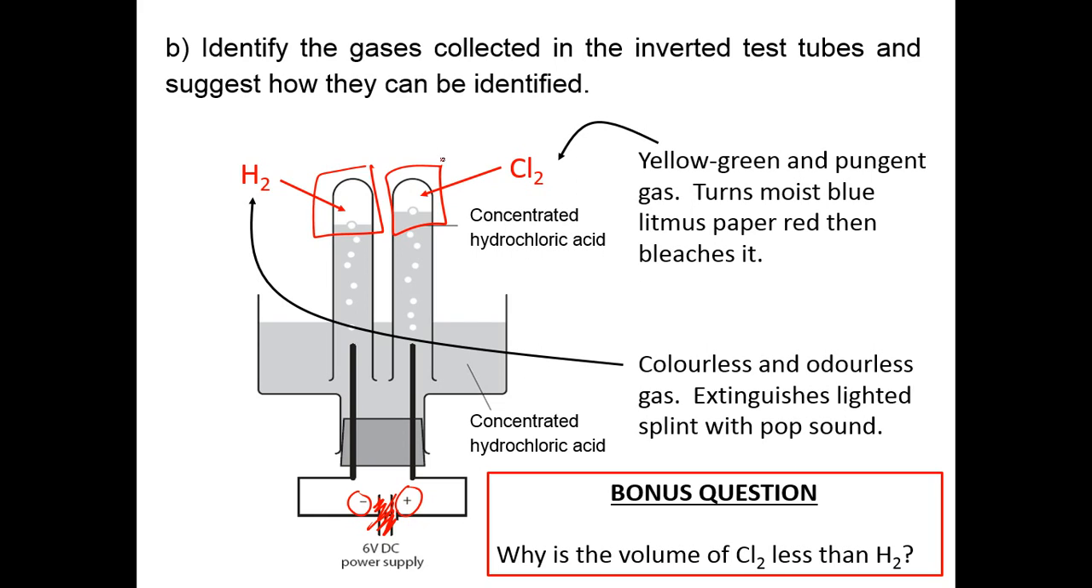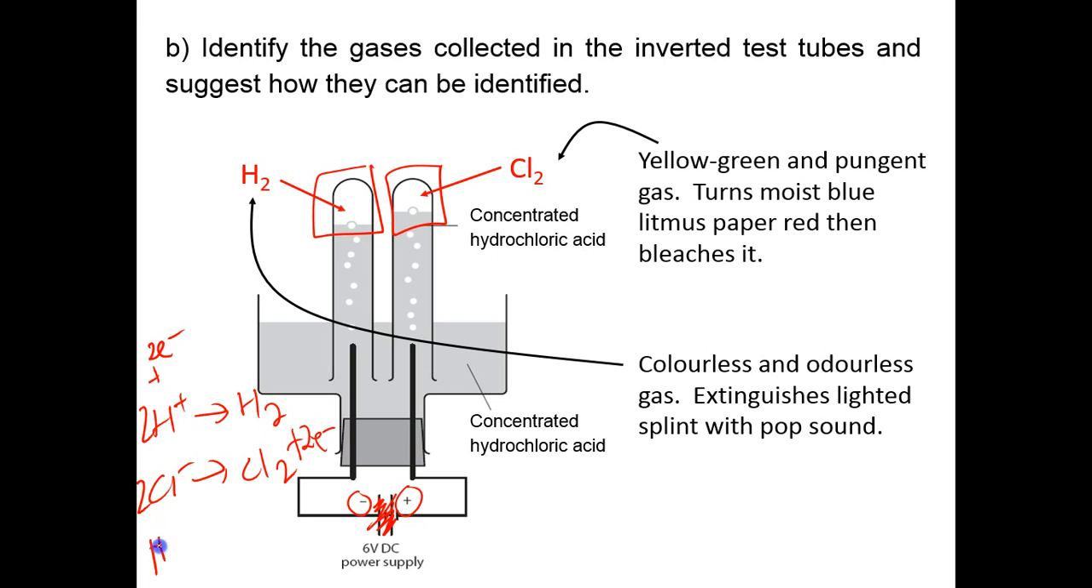Okay, so if you think about this reaction, we have H+ giving us H2, and we have Cl- giving us Cl2. So effectively, to do this, this is the equation. When we combine these two half equations together, what do we get? We get 2HCl giving us H2 plus Cl2. So the mole ratio is 2:1:1.